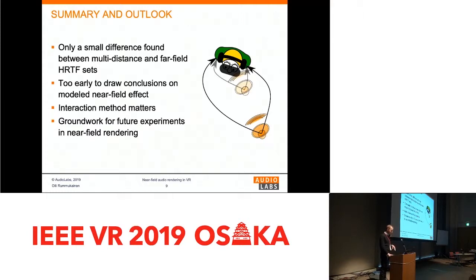What we can say is that the interaction method really mattered. So if people were able to dynamically move the sound source themselves, they gave different ratings, and they actually also completed the task faster than with the static setting. And all in all, this should be seen as groundwork for future experiments in this field. We are going to continue working on the topic, and hopefully someone else is inspired to do the same.